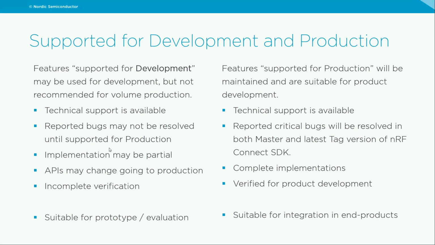And if it's supported for production, technical support is also available, as it is for supported for development. But the reported critical bugs will be resolved in both master and latest tag version of nRF Connect SDK. There, the implementations are complete, and it is essentially verified for product development. So just to sum it up quickly, supported for development, very good for prototyping and evaluation, whereas supported for production is very suitable for integration and end products. So once you do go into volume production, you want to make sure the feature is supported for production.